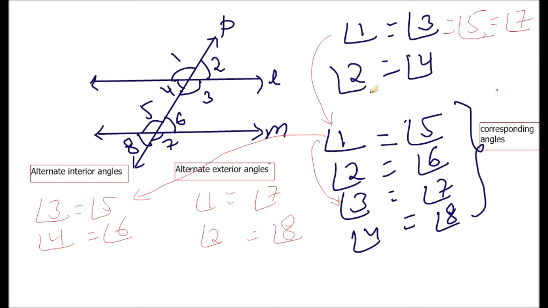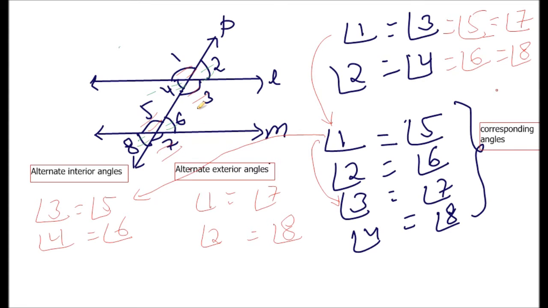So angle 2 is equal to angle 4. Here we have angle 2 is equal to angle 6. So this is angle 6. And angle 4 is equal to angle 8. So angles 1, 3, 5, 7 are equal. And angle 2 is equal to angle 4, angle 6 is equal to angle 8. So angles 2, 4, 6, 8 are equal, and angles 1, 3, 5, 7 are equal.